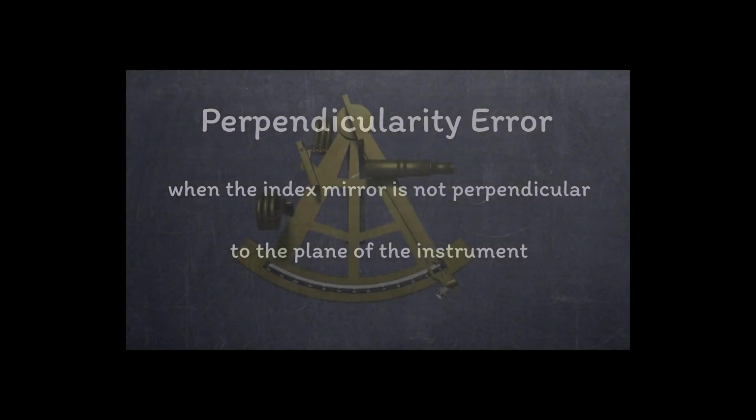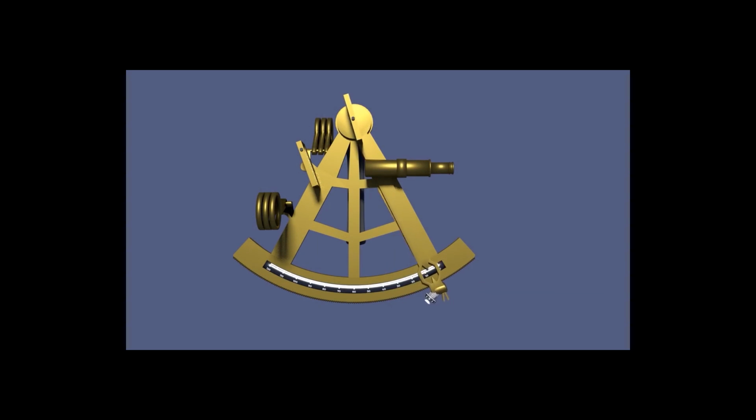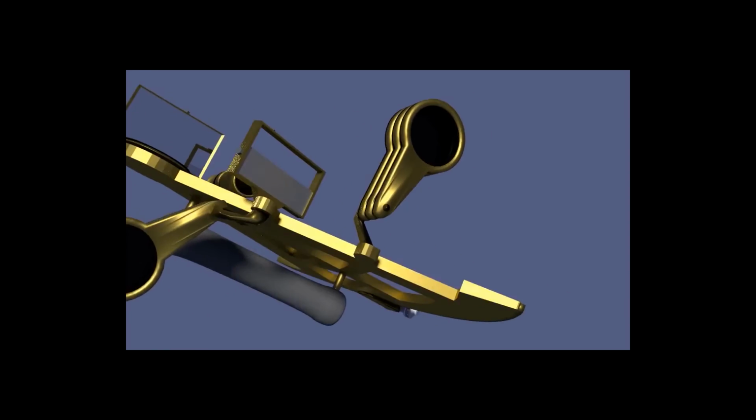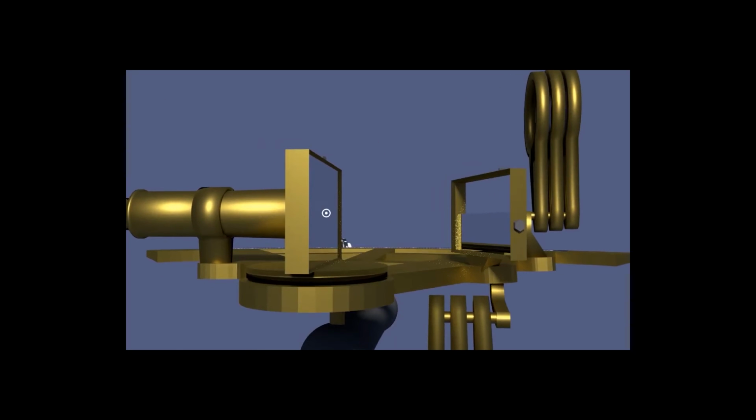To check for perpendicularity error, you set the index arm part way, say 30-40 degrees, and then you look straight across the plane of the instrument so that you can see the arc both directly and reflected in the index mirror. You're looking for the real and reflected arcs to appear continuous and flat. As you can see, this mirror is set perfectly, and that's just because it's a computer-generated model.